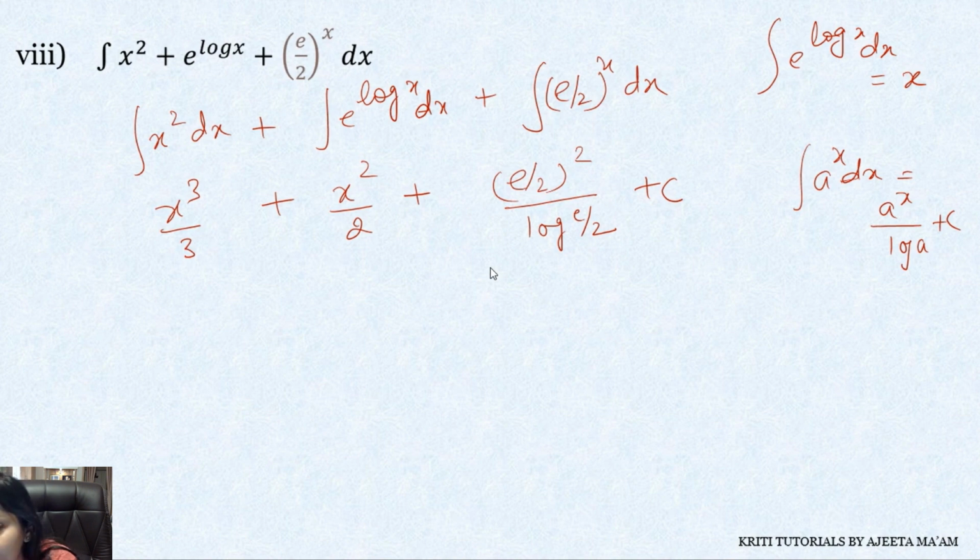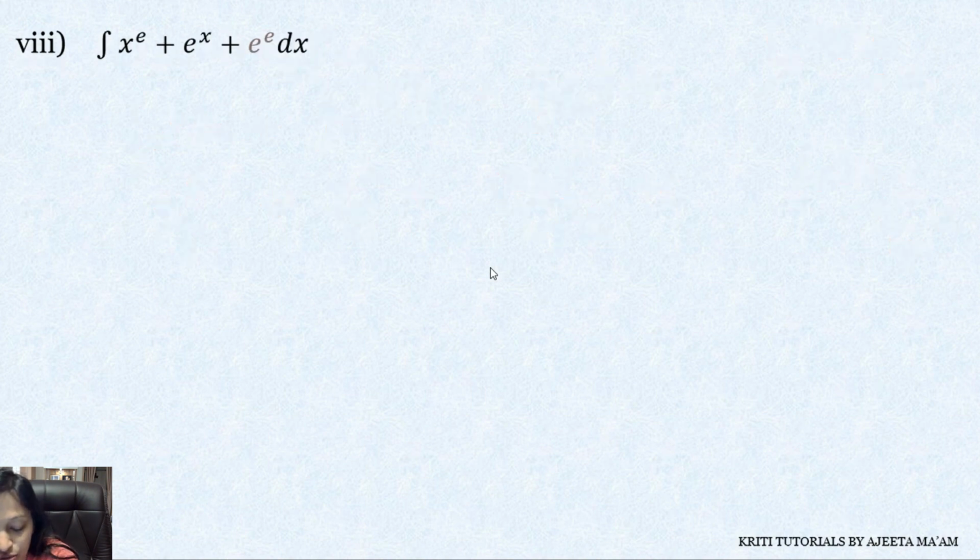No need of any simplification. If you want, you can write log (e by 2) as log e minus log 2, but it is not needed, right? Because that will remain in the denominator only. Clear to all? Let's move on to the next. Now, x raised to e. Now, we are focusing on the exponential constant, which will be used by you a lot. Now, e is a constant as we all know. So here we are going to again split it into 3 integrals.